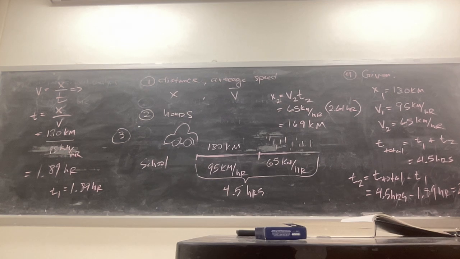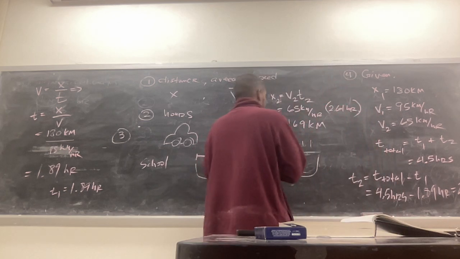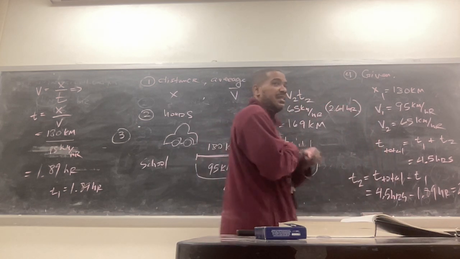So now what can we do? Find the total distance. How do we do that? Distance 1 plus distance 2, X1 plus X2, gives you the total distance. Yes, indeed. So that's 180 plus 169.